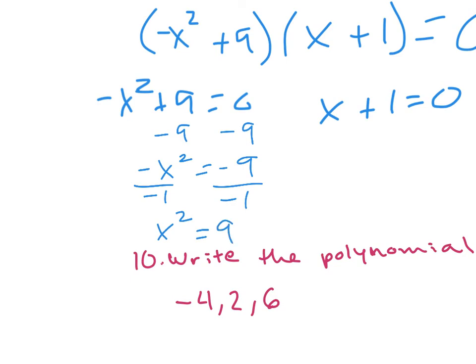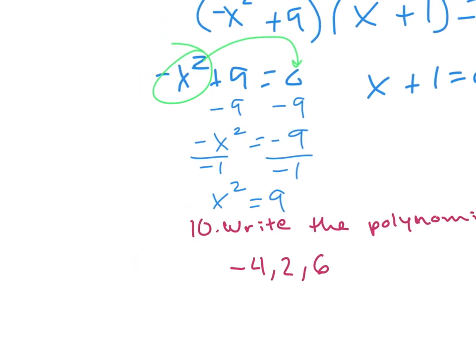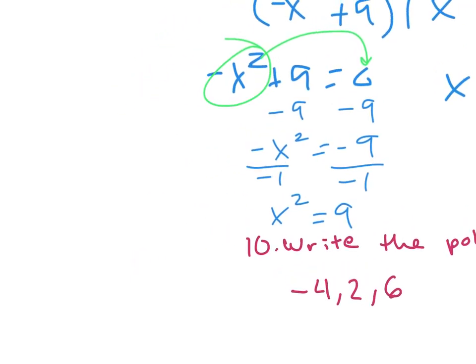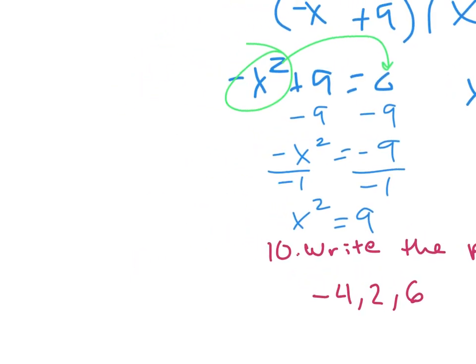If we wanted to, we could have skipped a step and in the beginning just added x squared to both sides and moved the x squared to the other side. It would have saved us from having negatives, but we can subtract 9 also, so it doesn't hurt us doing that. So now we have x squared is equal to 9. What do we do next?